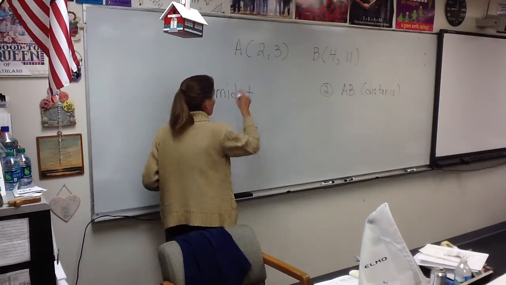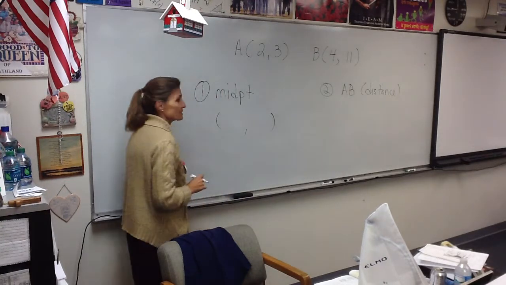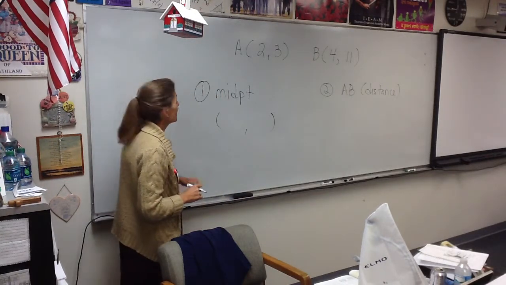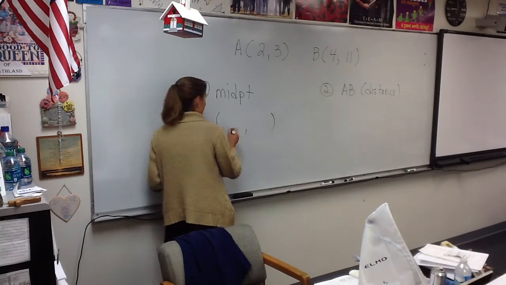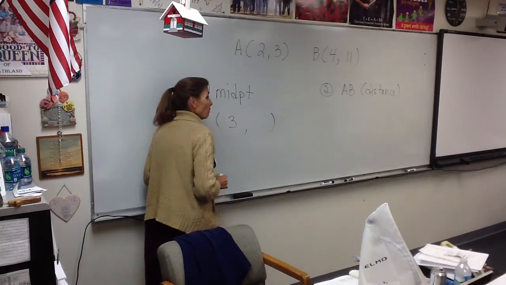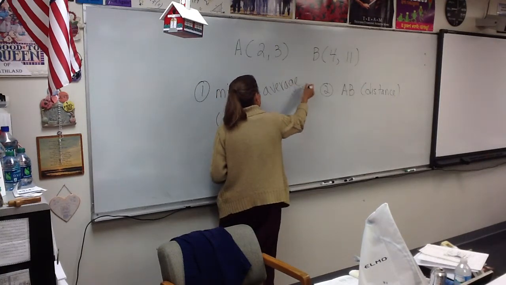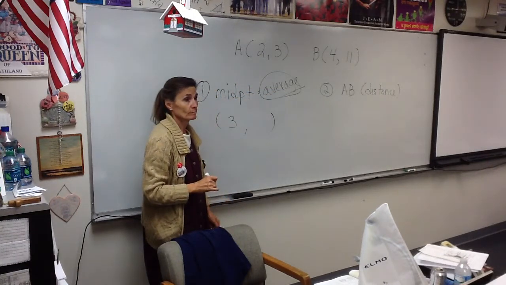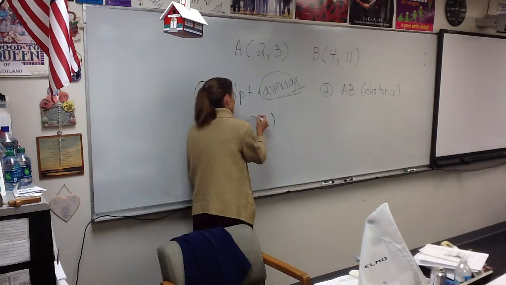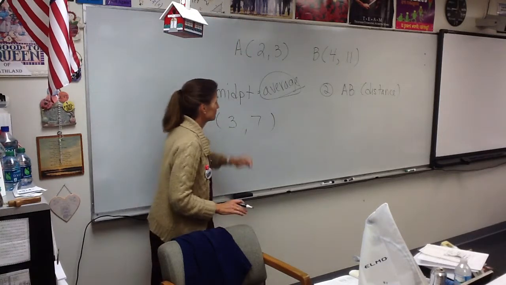So here we go. Midpoint. How do we find the midpoint? The answer is just going to be a point like this. How do we find it? Add the x's. So 2 plus 4 is divided by 2. Midpoint is average, guys. We just average. All right. 3 and 11, divided by 2. 7. How many got that right? Look at all those hands.